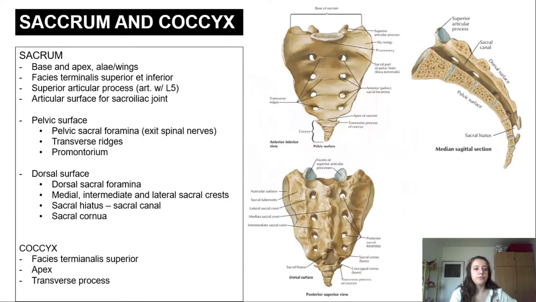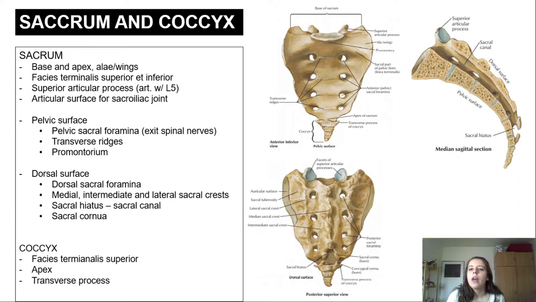So now we move to sacrum and coccyx, which are basically fused vertebrae. Very easy to recognize if you get it in the exam. Sacrum, we're going to have the base and the apex. So base is always the larger one, apex is the smaller one. We have facies terminalis superior. It's another vertebra, so it's just going to have the same as the rest of the vertebra. Facies terminalis superior, facies terminalis inferior. You can see how the fusion of this vertebra left what we call the transverse ridges.